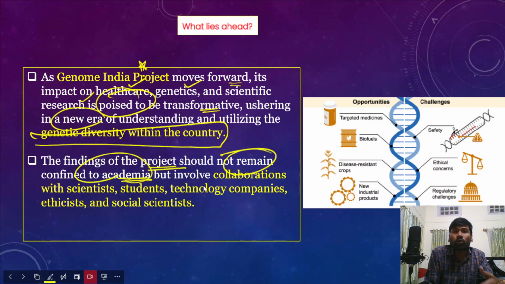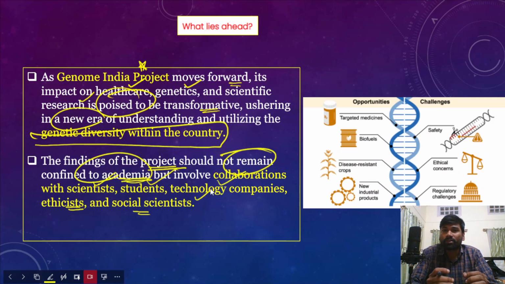Rather, we have to involve collaborations with scientists, students, technology companies, ethicists and social scientists, and even pharma companies. Therefore, we can best use the findings of this Genome India project, and that could ultimately benefit a diverse country like India, where we could come up with appropriate solutions for different problems, especially genetic problems.